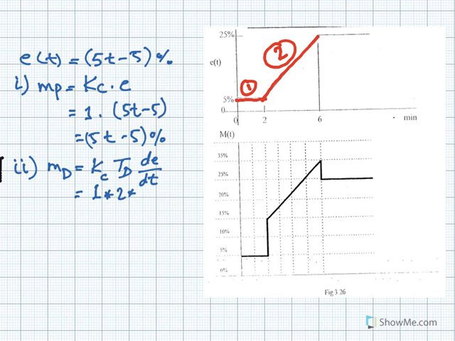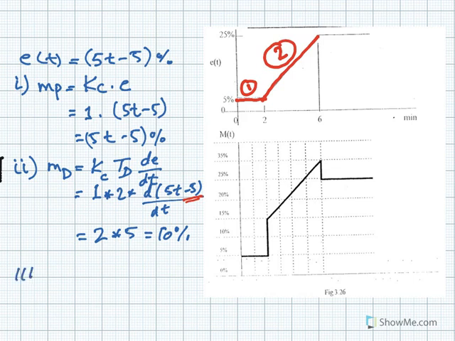multiplied by the derivative of the error equation, which is d over dt of 5t minus 5. So here, as you remember, the derivative of 5t with respect to dt equals 5, and the derivative of minus 5 equals 0. So here it will be 2 multiplied by 5 equals 10%.